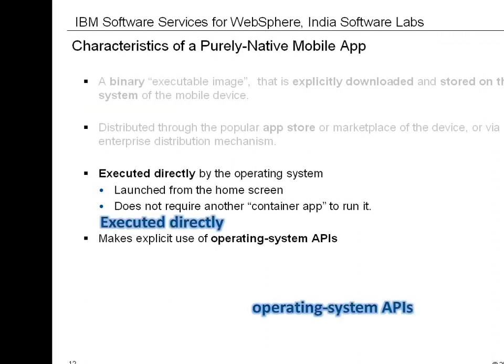So the next question is, if it's so expensive to build native applications, why do we write native applications at all? Because there are certain benefits which only native applications can provide. To understand them, let's look at how native applications interface with the mobile OS where they execute.